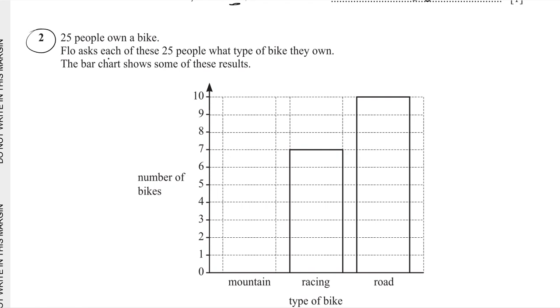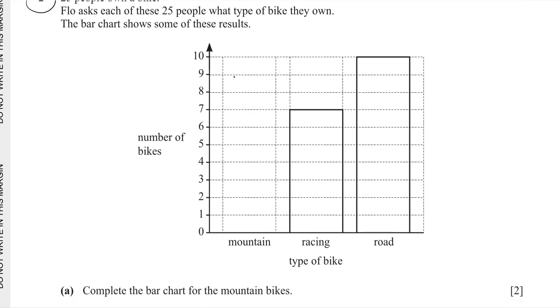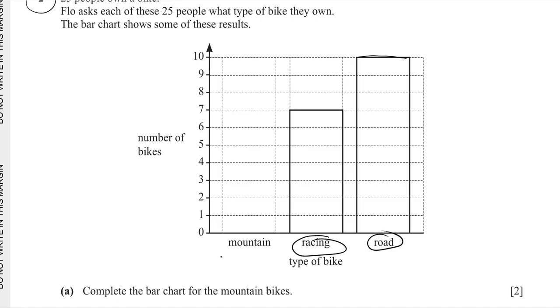Now we go to question number 2. 25 people on a bike. Flo asks each of these 25 people what type of bike they own. The bar chart shows some of these results. So there are a total of 25 people. There are 10 people who own the road bike. There are a total of 7 people who own the racing bike. And there are some people who own mountain bike. We don't know yet. Let's find out.